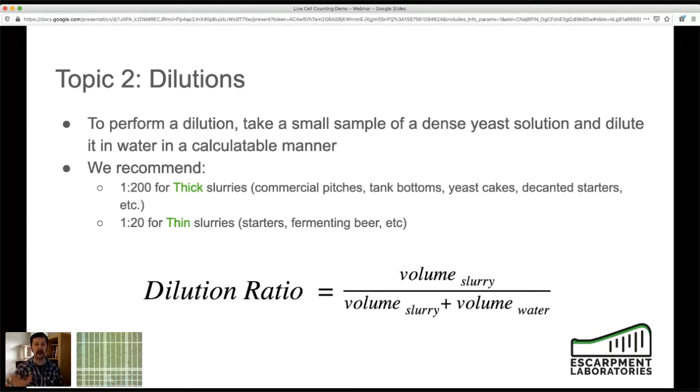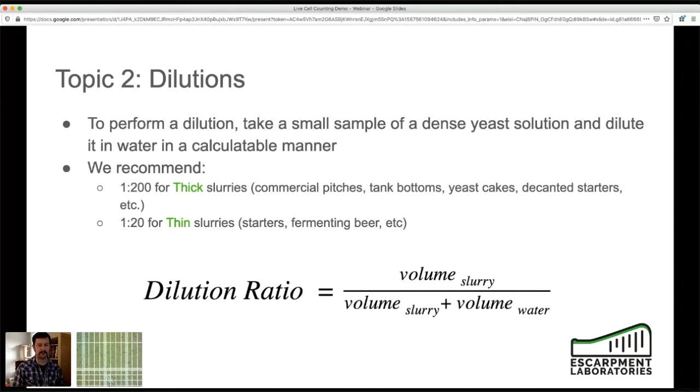And a thin slurry would be a starter. So let's say you have a starter growing and you haven't let it crash yet. That would be your thin slurry. You could pull off a couple mils of that and then do your dilutions off there. Fermenting beer, or let's say you're doing propagation in-house, you're propagating yeast.